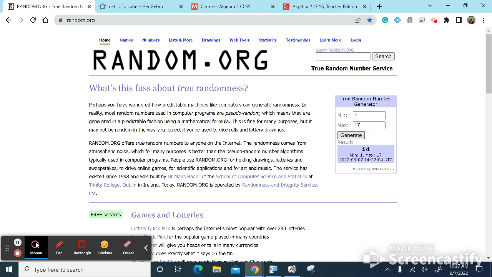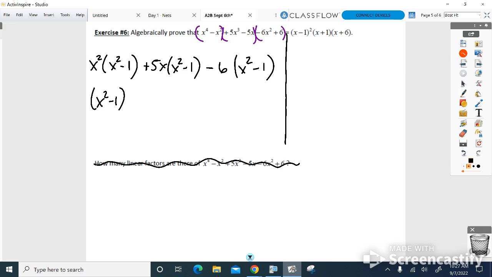From the first one, what's left over? X squared. That's 5x. Now look, notice how I'm putting it all in the same parenthesis. Negative 6.